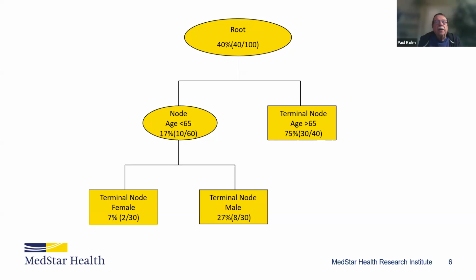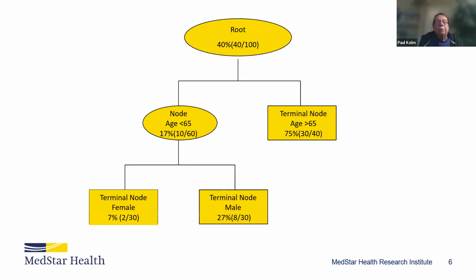And you can see the age greater than 65 has a higher rate of the outcome. After age greater than 65, there are no further splits, and so that's a terminal node. And the other node, age less than 65, has another split that ends in two terminal nodes, male and female. And so we can see the differences there.